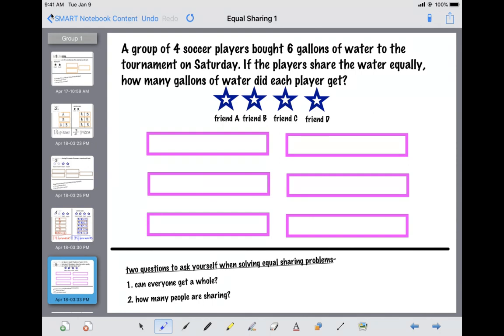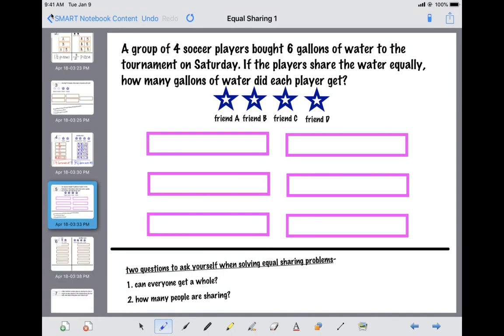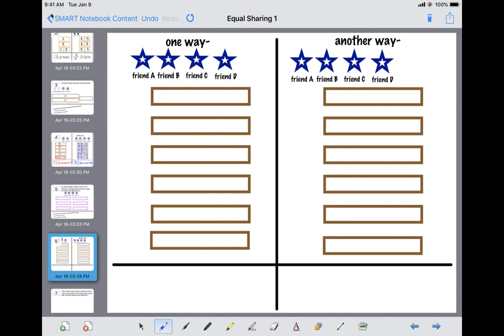Okay, so I represented in my picture the 4 soccer players, friend A, friend B, friend C, and friend D. And the 6 gallons of water are represented by 6 rectangles. I'm going to show how to solve this problem in 2 different ways. I would like you to try solving on your own as well.